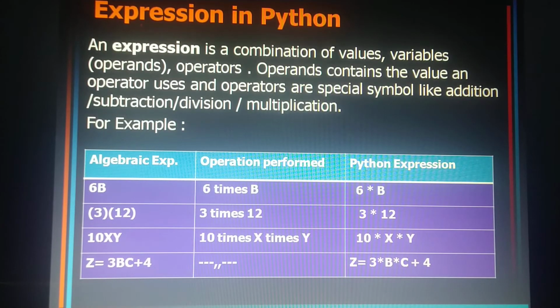Expression in Python. An expression is a valid combination of values, variables, and operators. Operands contain the value, and operators use special symbols like addition, subtraction, division, and multiplication. So the algebraic expression is 6b, meaning the operation performed is 6 times b, but the valid Python expression would be 6 into b, so there should be a multiplication operator between 6 and b. Further examples are also there, you can see them one by one.